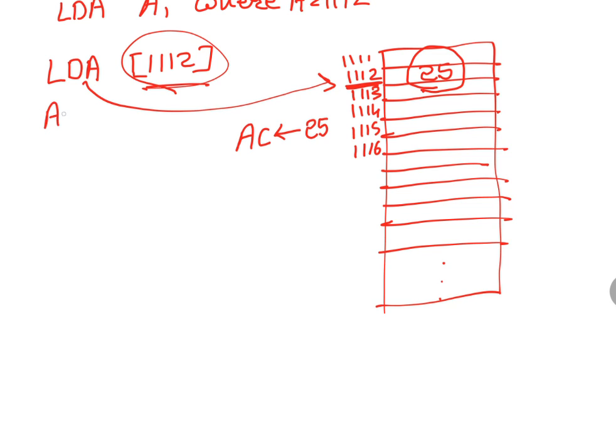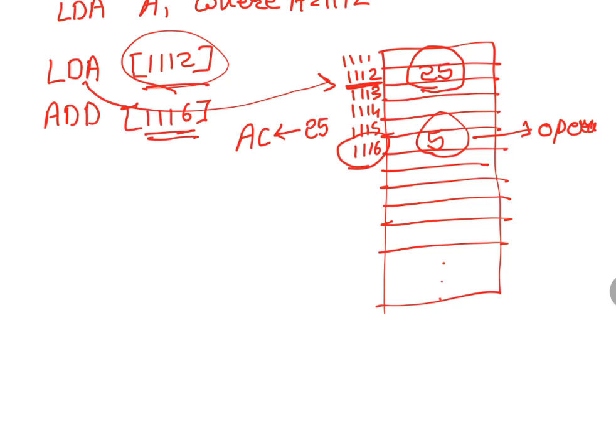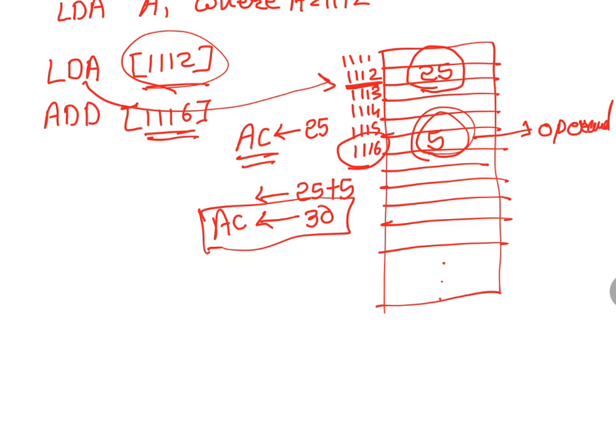Suppose after this I have an add instruction with 1116, let us say, and here I have a 5. What it will do is search for this location 1116. It is available here, with the data. This is my operand, so this 5 is available. Whatever data is already in the accumulator, it will add this data to it. It's already 25 plus 5, so this is 30. Now the accumulator is holding the value 30.